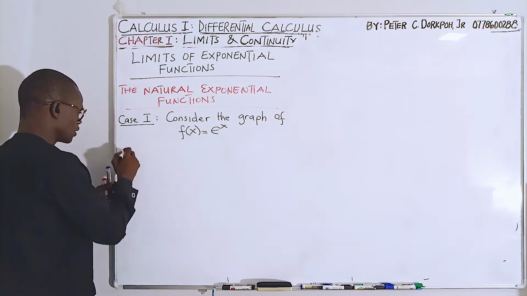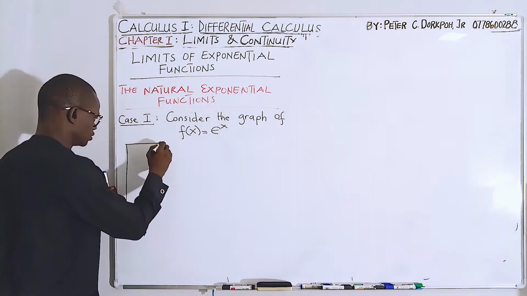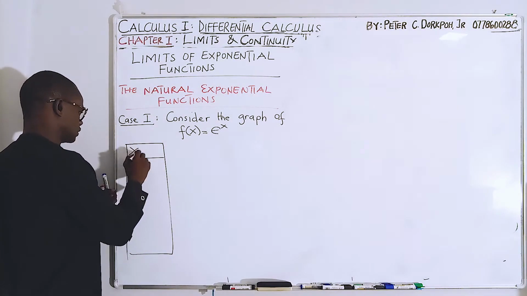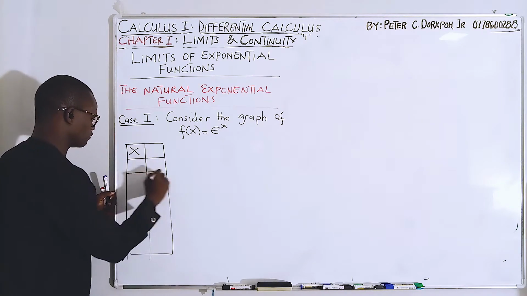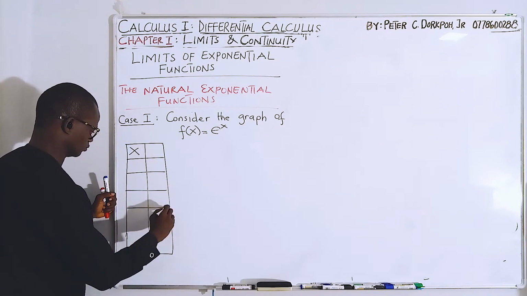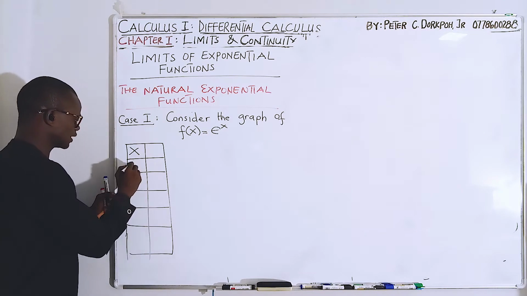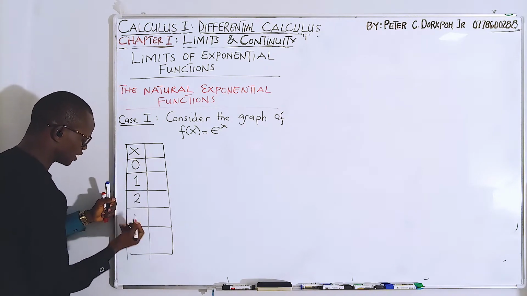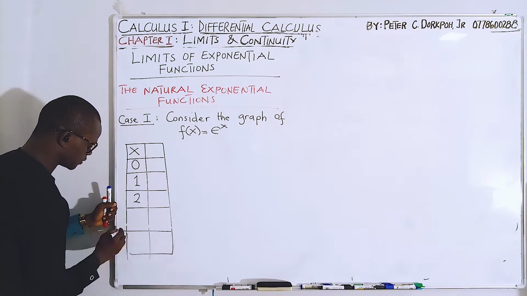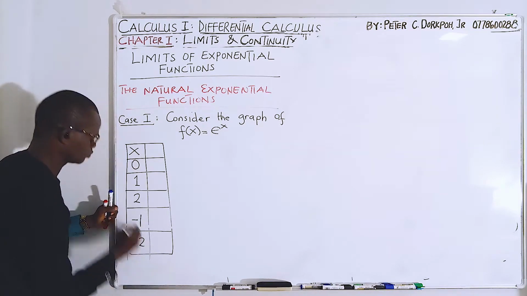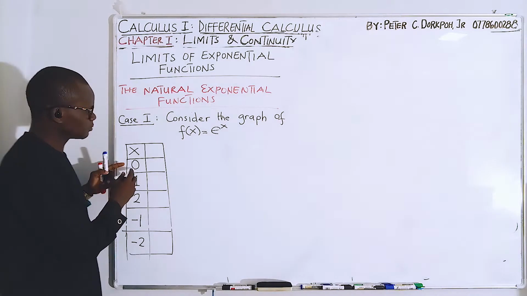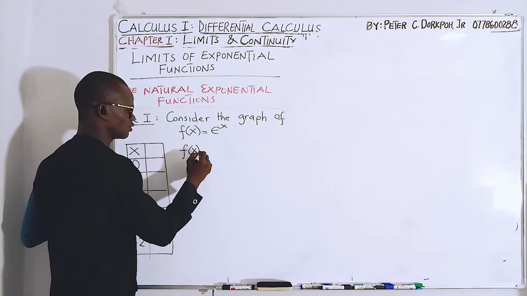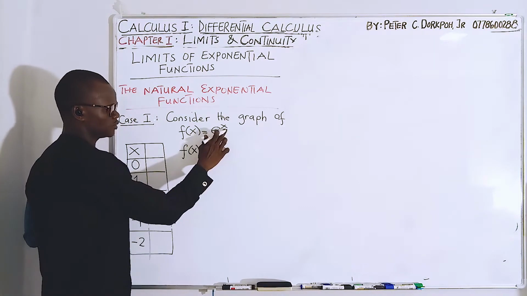So we have our table like this, and we say let x be a few numbers. So we say let x be 0, let x be 1, let x be 2. Now we try some negative numbers. So we say let x be negative 1, let x be negative 2. So each of these numbers, we put them within this function. So we say f of x now is equal to e raised to the power x.